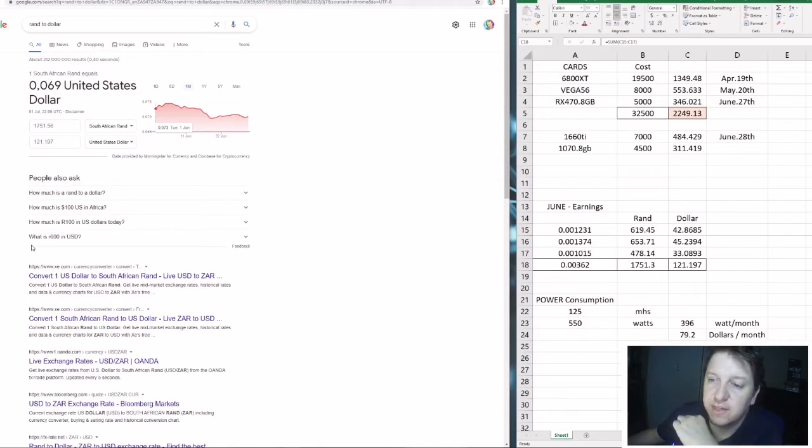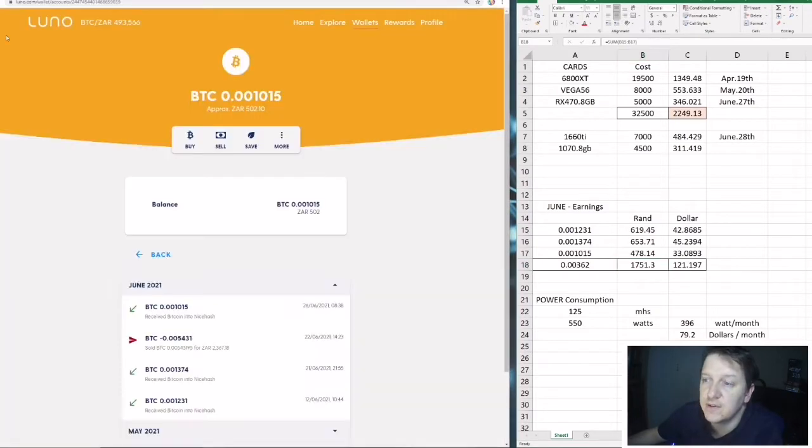$121 is equal to 1,751 at this moment. It's rand value. So 1,751 is what it came up to. Oh, shocking, it's actually stayed the same for the last month that I've been doing this. Okay, so current balance, I've still got 502 in the Luno wallet. I'll only draw that out when I have 2,000 odd, which I did do a BTC sell order just so I can fund new projects.